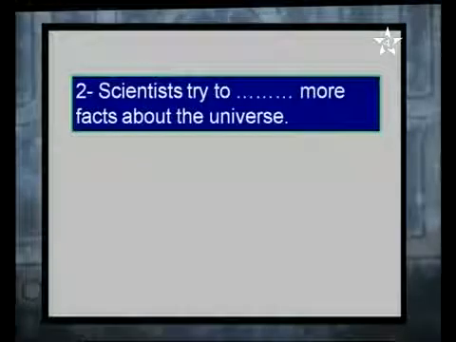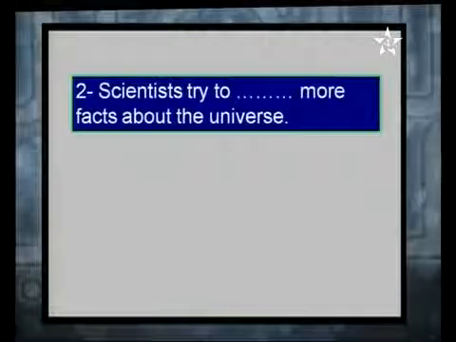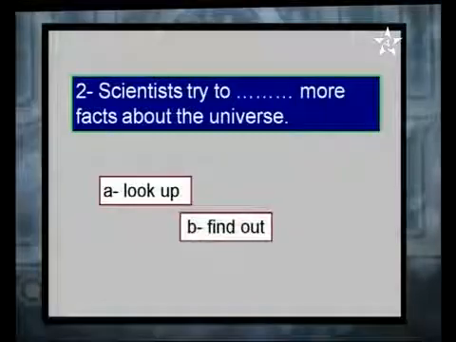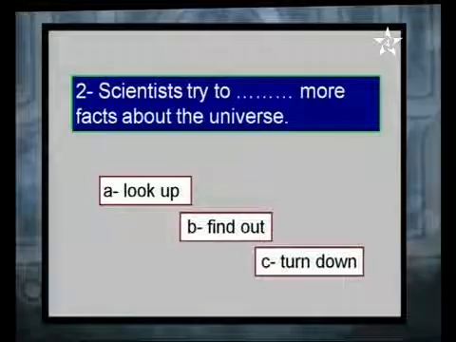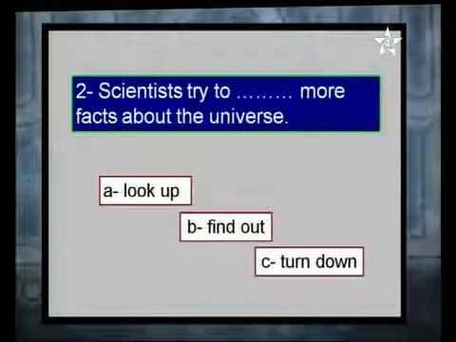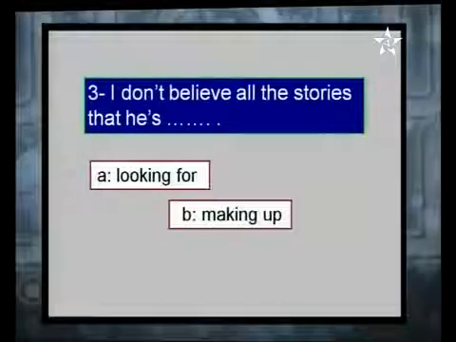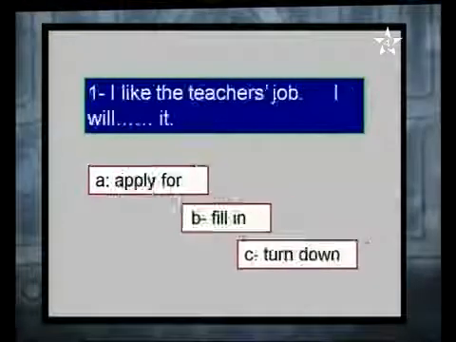Number 2, scientists try to, more facts about the universe. A. look up more facts about the universe, B. find out more facts about the universe, or C. turn down more facts about the universe. Only one, as I said, is convenient and correct in this case. Number 3, I don't believe all the stories that he is A. looking for, B. making up, or C. taking up. Correction? So what do you think?